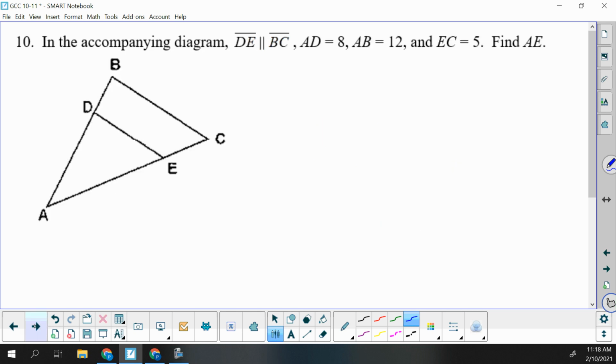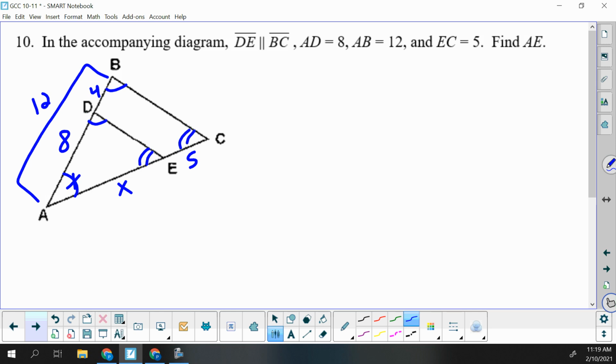Moving to the next page with 10, we got parallel lines again. So parallel lines have congruent corresponding angles. We also got a reflexive here. So we know these sets of triangles are similar. So we can again either do the sides proportional or use our side splitter theorem because we have parallel. So we'll show you both ways. There's 8. We have AB, so this whole thing is 12, meaning this is 4. We have EC is 5, and we want to find AE, which we'll call X.